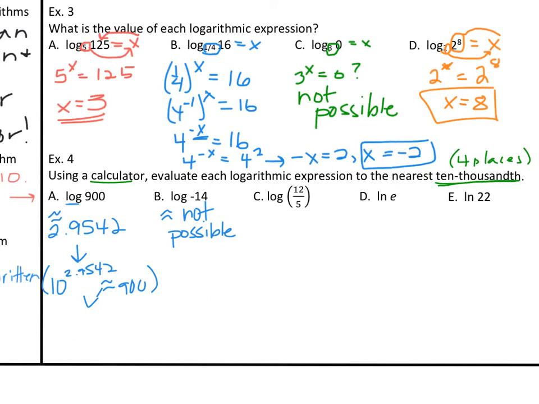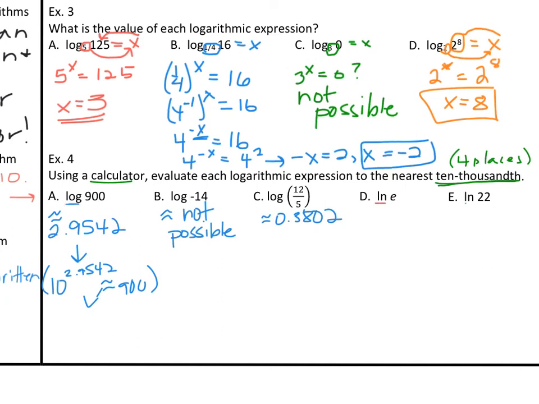All right, let's try a fraction. Log of 12 fifths. Again, literally type the word log, enter 12 divided by 5 on your calculator. Now this one's a lot smaller. This one's approximately 0.3802.